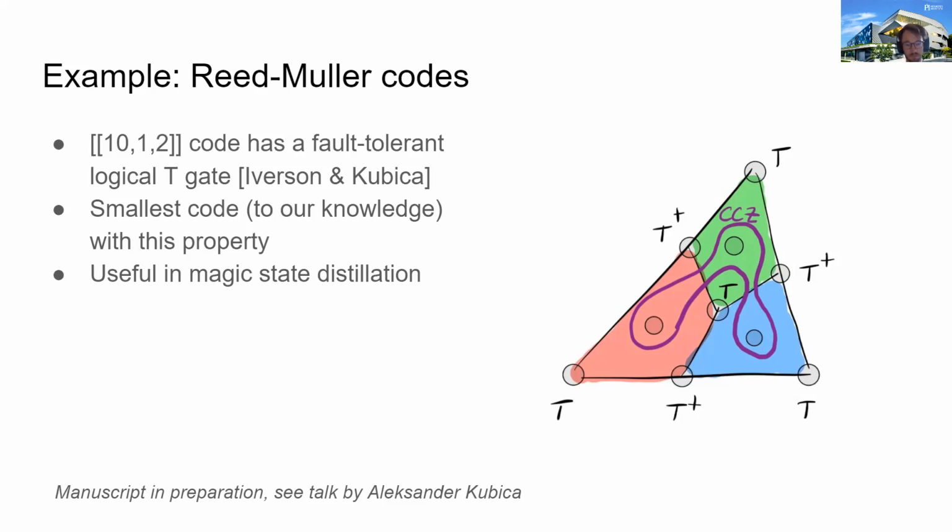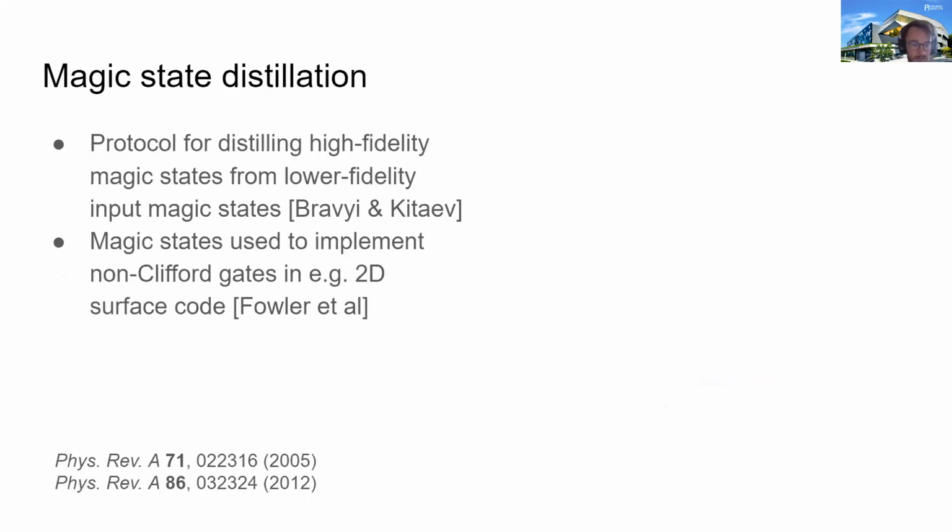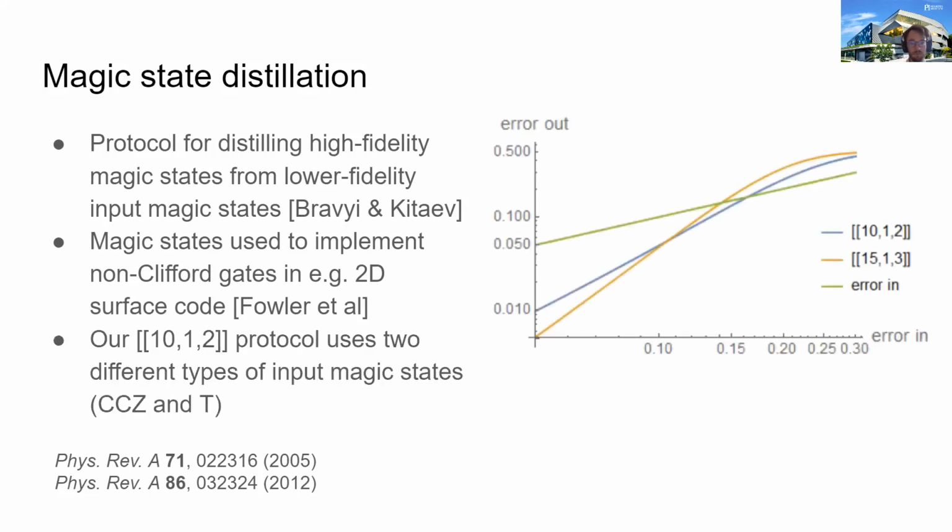And what we did is we looked at this code in the context of magic state distillation. So very quickly, magic state distillation is a protocol for distilling high fidelity magic states from lower fidelity input magic states. And these magic states are used to implement non-Clifford gates in, for example, a 2D surface code. So coming up with these protocols is an important topic in fault tolerance. And what we did is we compared our 1012 code with this 1513 code.